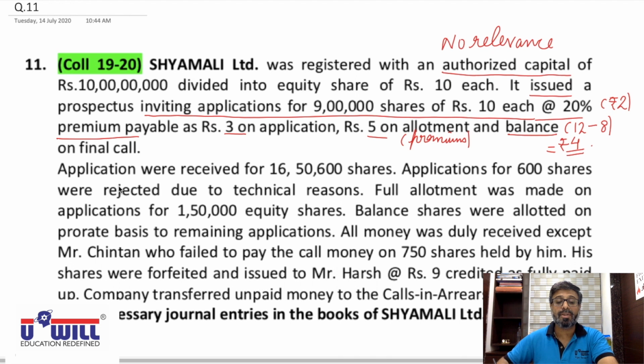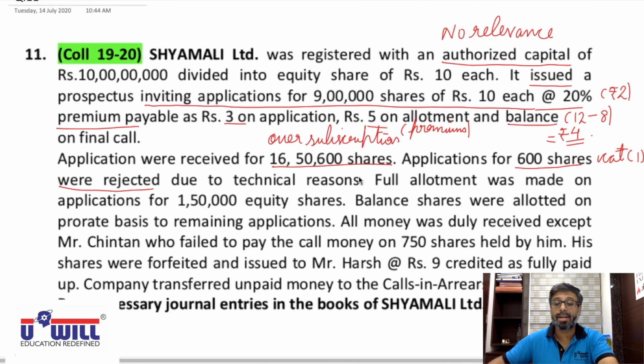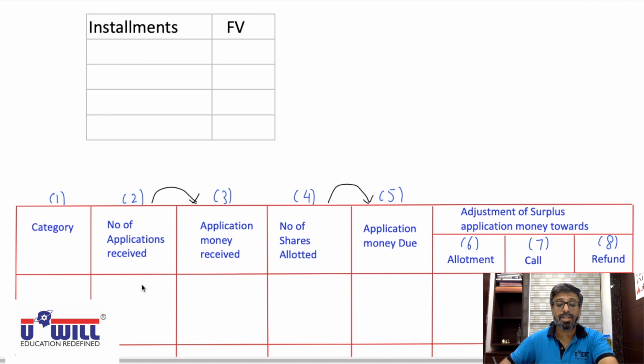Now applications were received for 16,50,600 shares. This is oversubscription, because we issued 9 lakh shares, but against that applications were received for 16,50,600 shares. Applications for 600 shares were rejected due to technical reasons. So this will be category 1 in our pro rata workings. Wherein applications of 600 shares were rejected means 600 applications are received. Rejected means shares allotted are 0, nil.